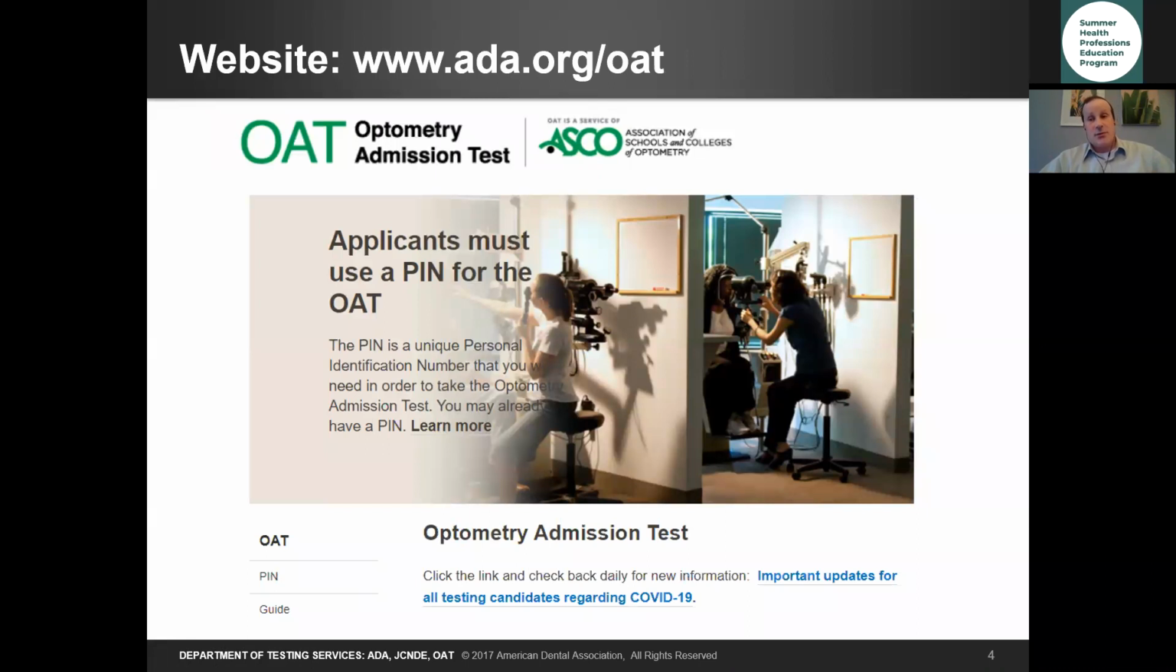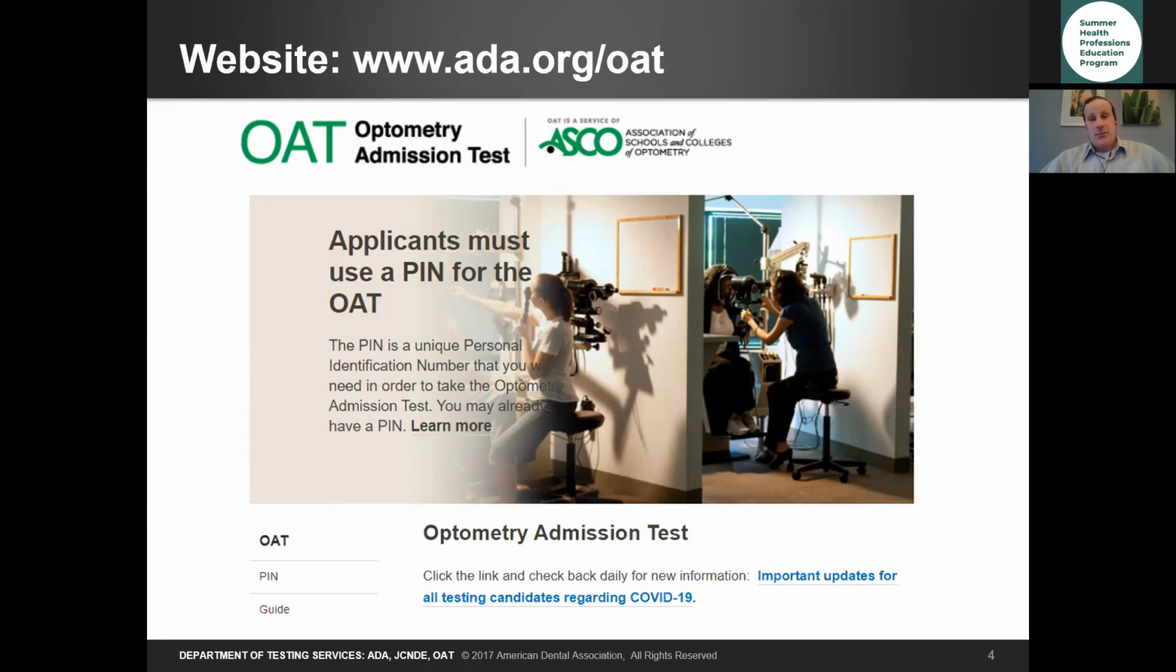the general OAT website is ada.org/OAT, and I do very much recommend that students familiarize themselves with this page and all of the information that is contained on it. This is everything that we want you to know about the test. Specifically, if you see in the bottom left of the slide, it lists the OAT guide.